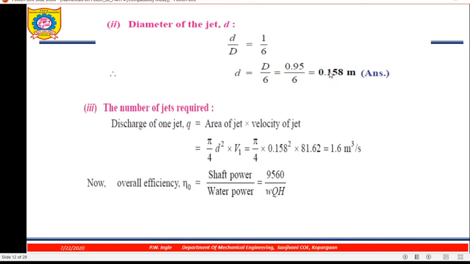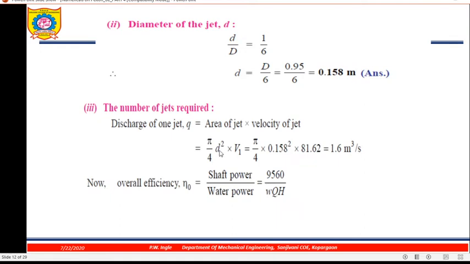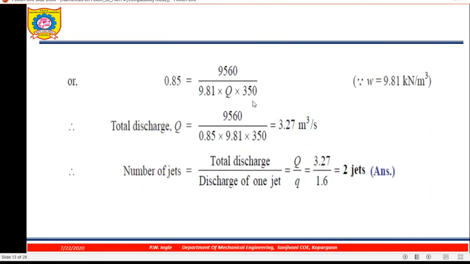Now number of jets required. So what is the formula for number of jets required? Number of jets equals total discharge upon discharge of one jet. Now what is overall efficiency? It is shaft power upon water power. So this is in kilowatt. So there are two ways. You convert this in watt and here you write rho G Q H. Otherwise you multiply this by W directly, you will get the value of Q in meter cube per second.